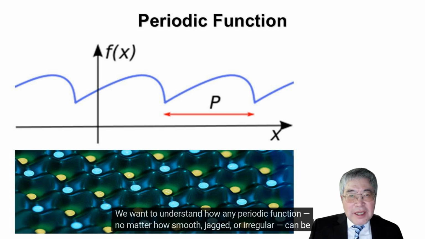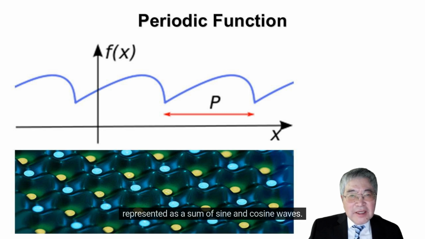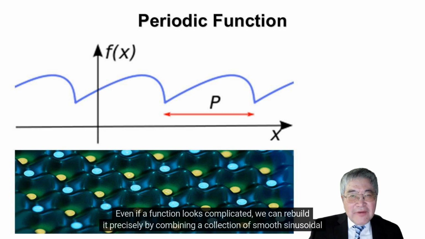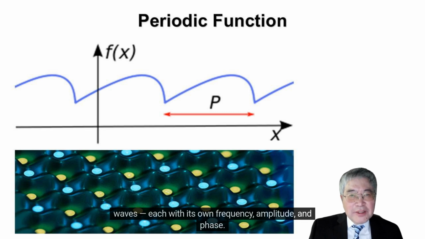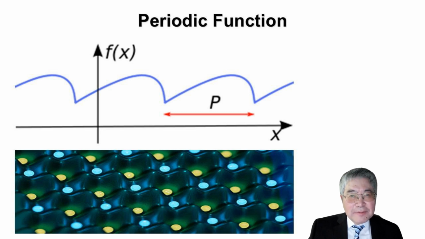We want to understand how any periodic function, no matter how smooth, jagged, or irregular, can be represented as a sum of sine and cosine waves. This is the heart of the Fourier series. Even if a function looks complicated, we can rebuild it precisely by combining a collection of smooth sinusoidal waves, each with its own frequency, amplitude, and phase.